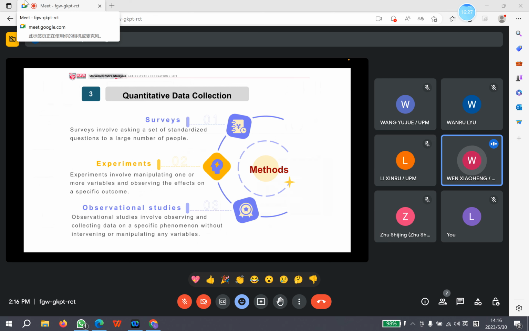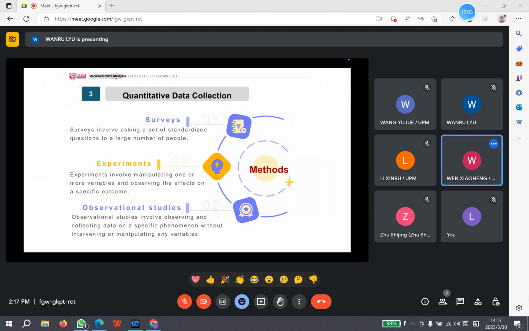And the quantitative data collection has 6 methods. The first one is surveys. Surveys involve asking a set of standardized questions to a large number of people. And the second is experiments. It involves manipulating one or more variables and observing the effects on a specific outcome. And the third one is observational studies. It involves observing and collecting data on a specific phenomenon without intervening or manipulating any variables.